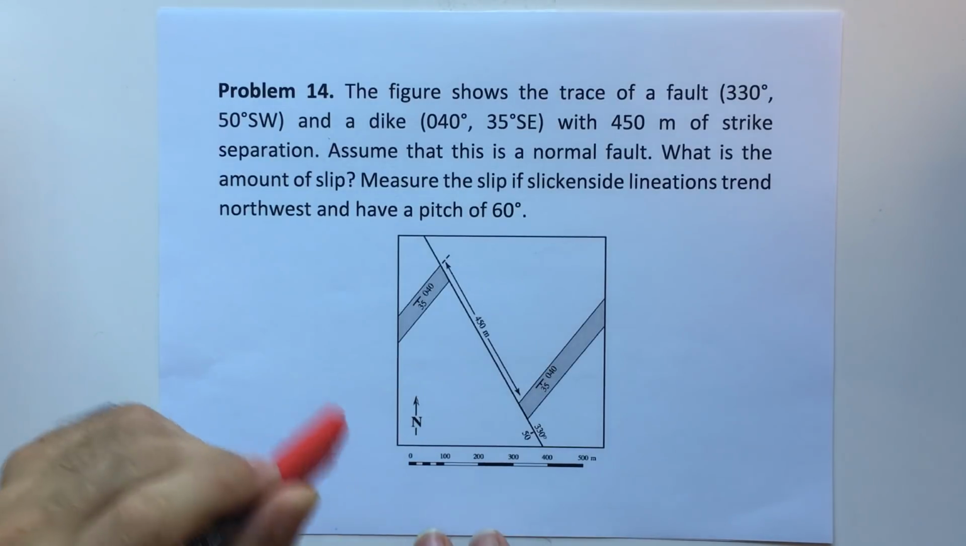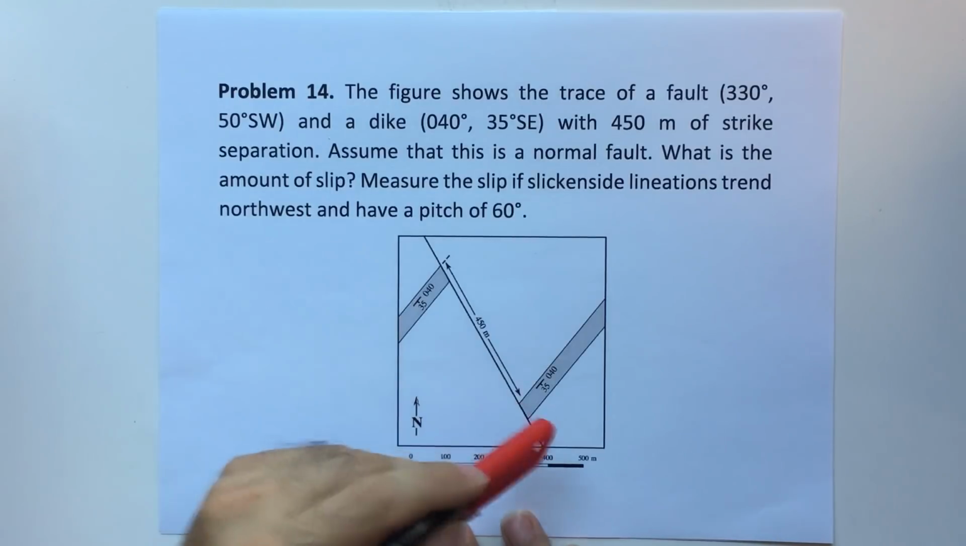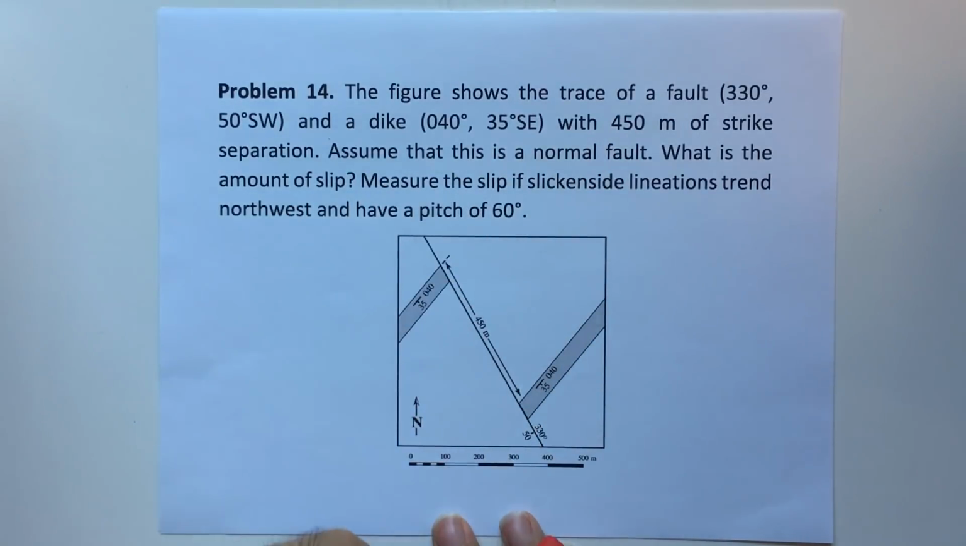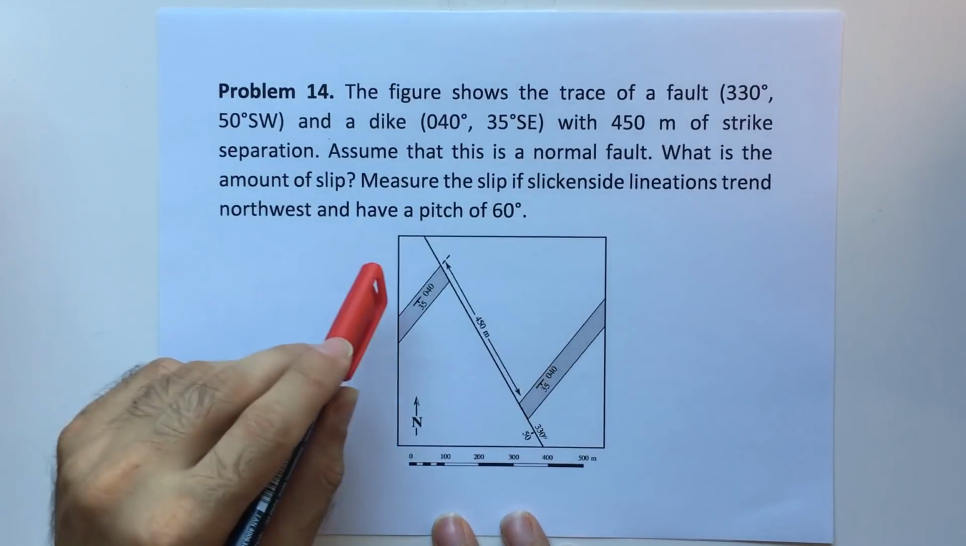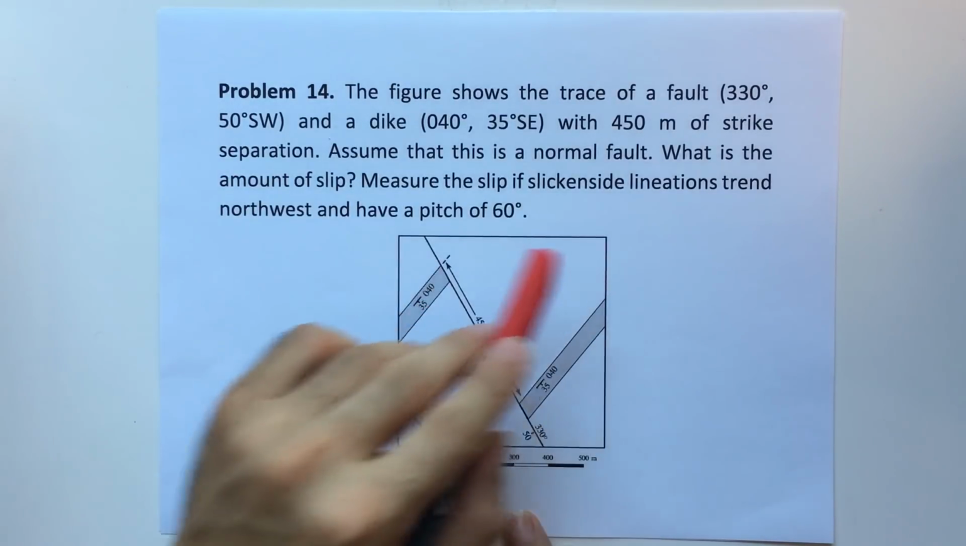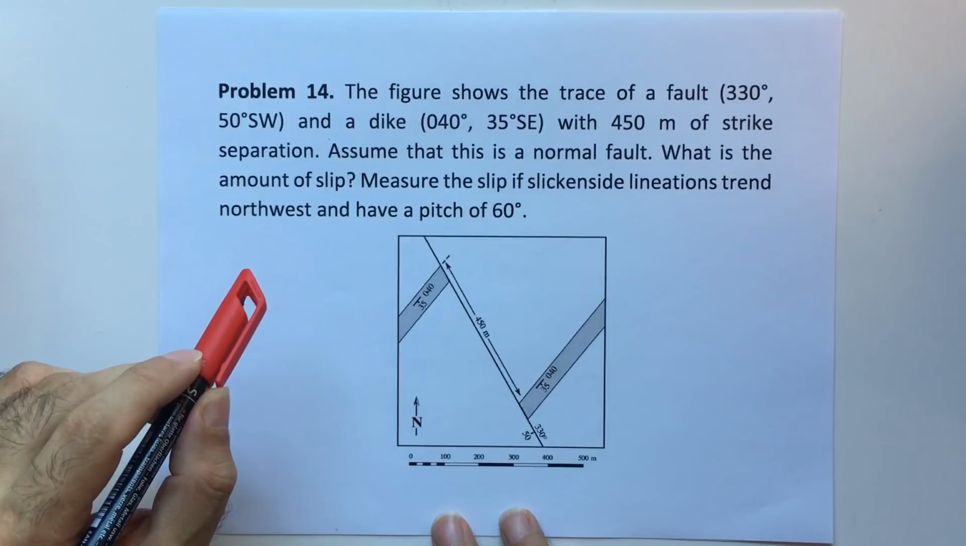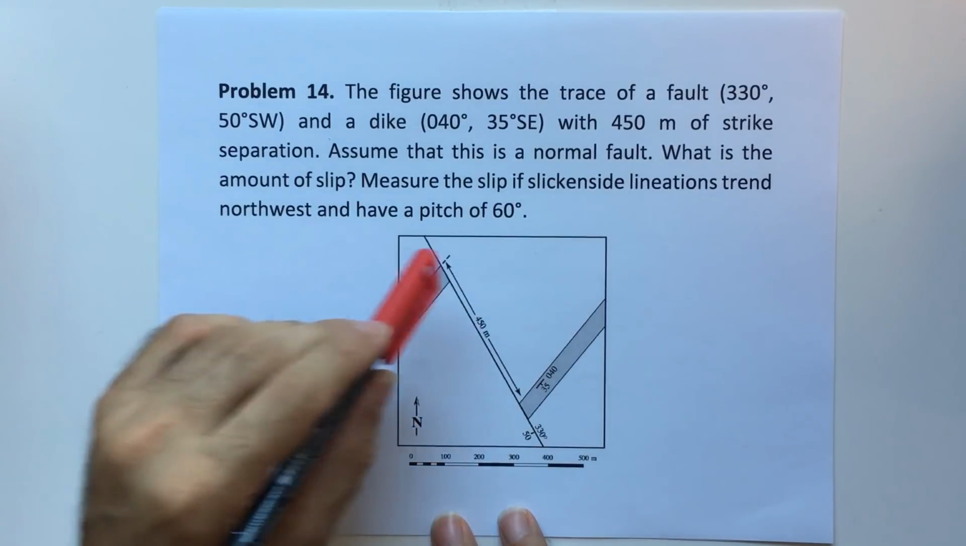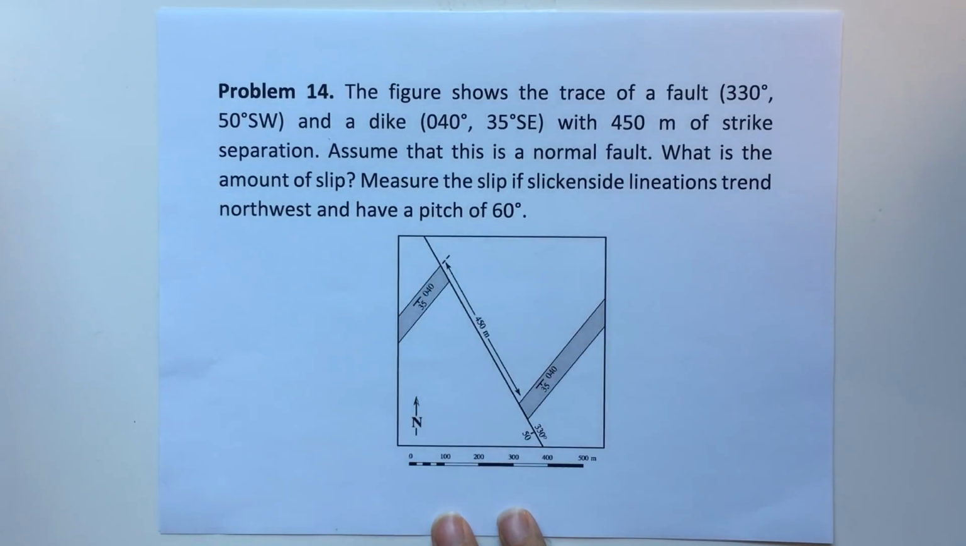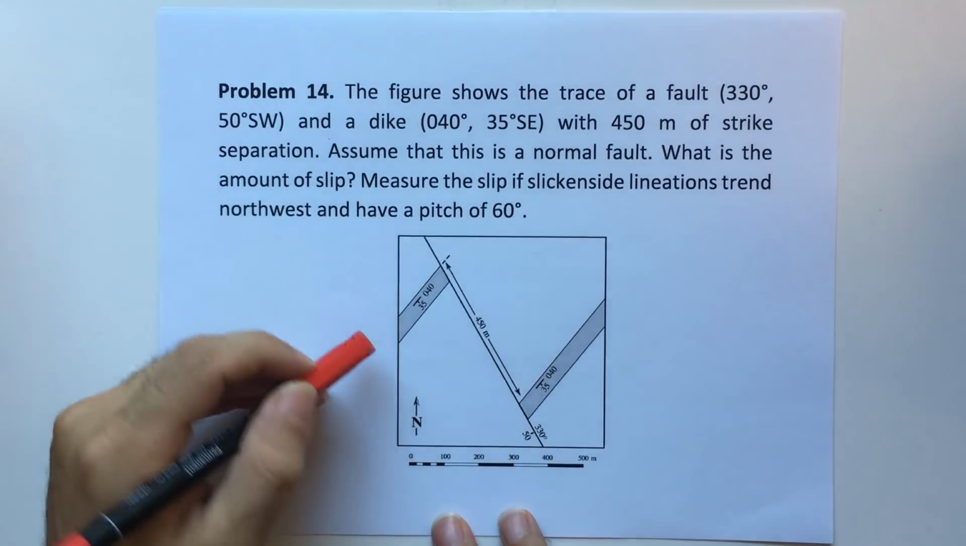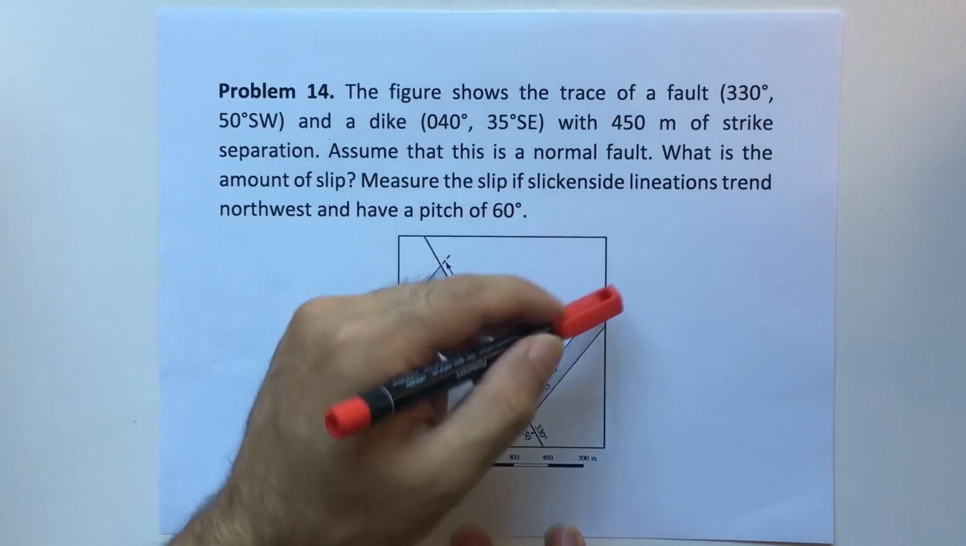One, if I assume the fault is a pure normal fault and has no oblique movement, and the second time I should assume the fault is an oblique movement and the pitch or the rake of the slickenlines is 60 degrees. So before going into details, let me give you a little bit of information about this map.